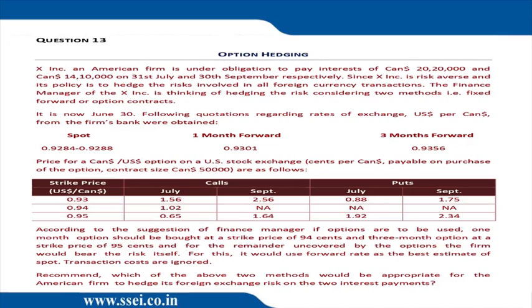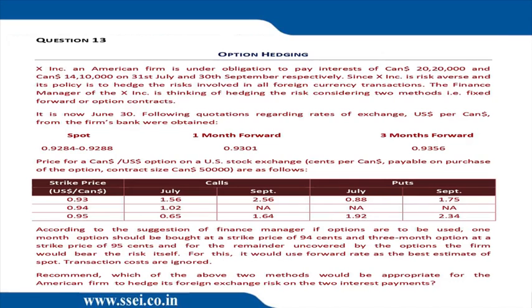Okay, 1 month exposure, 3 month exposure. The following quotations are available, US dollar per Canadian dollar. I like it because Canadian dollar is the exposure currency and that's the base currency. So they are given. The 1 month forward rate is 0.9301, so forward cover is 0.9301 multiplied by 20,20,000. The 3 month forward is 0.9356 into 14,10,000. So you get your sum.